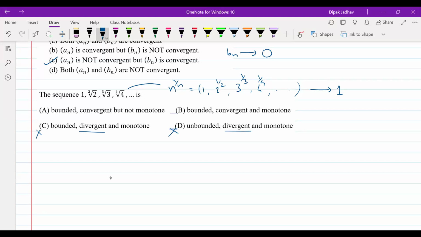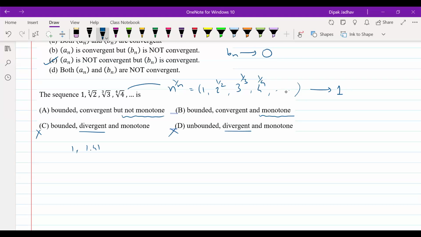B: bounded, convergent but not monotone. We need to just check whether it is monotone or not. If it is monotone, then option B; if it is not monotone, then option A. Will you check whether it is monotone or not? Sir, the first term of the sequence is 1 and root 2 is approximately 1.414. It is increasing, but the limit is 1, so it will increase and decrease, so it is not monotone.